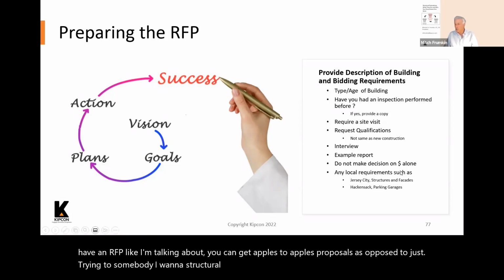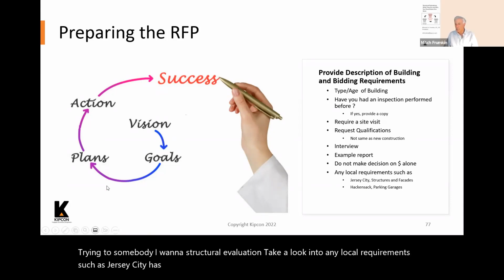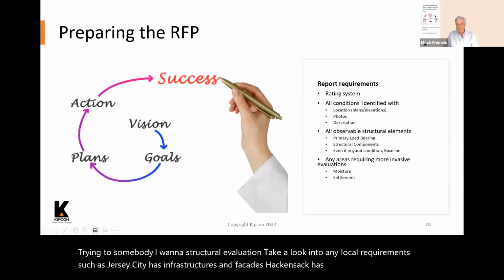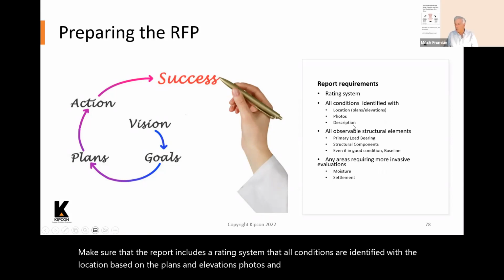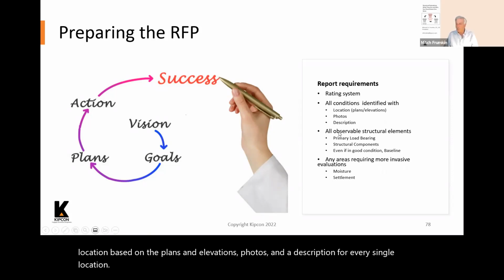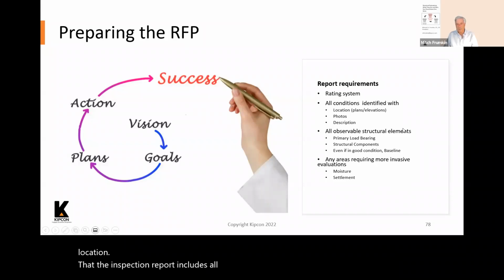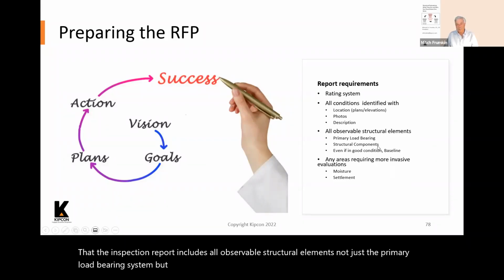Take a look into any local requirements, such as Jersey City has it for structures and facades, Hackensack has it for parking garages. Make sure that the report includes a rating system, that all conditions are identified with the location based on the plans and elevations, photos, and a description for every single location. That the inspection report includes all observable structural elements, not just the primary load-bearing system, but also any structural components like concrete balconies and these type of things.